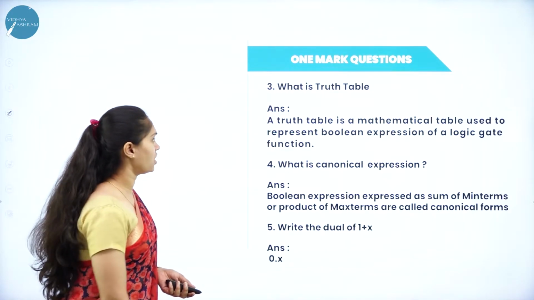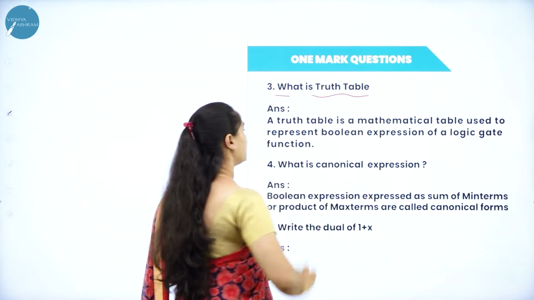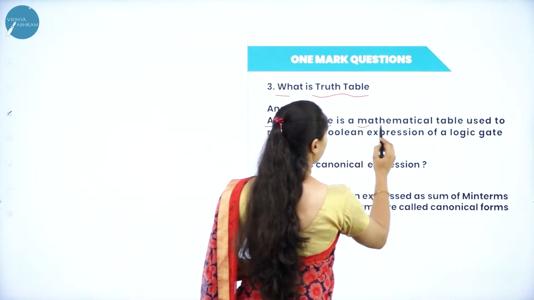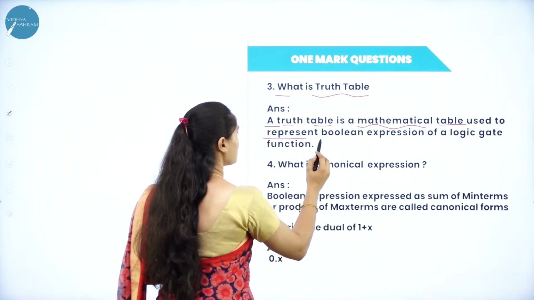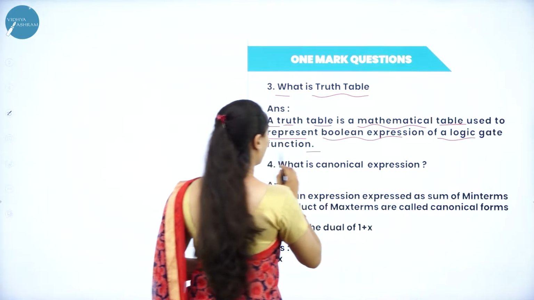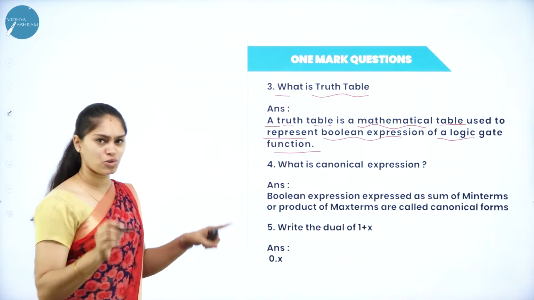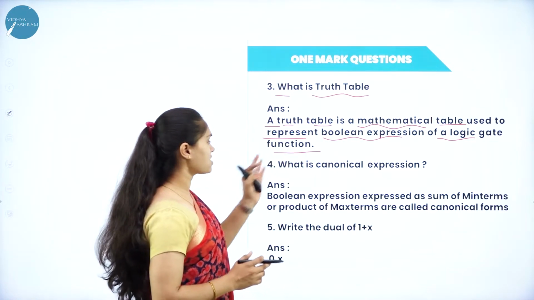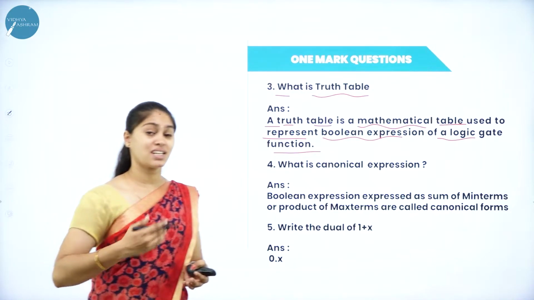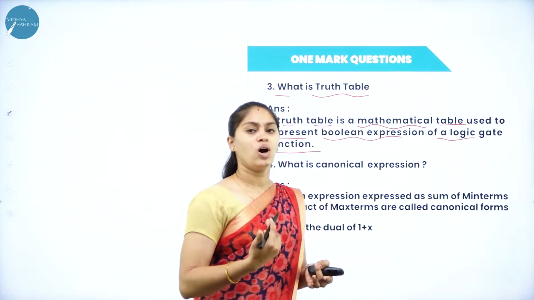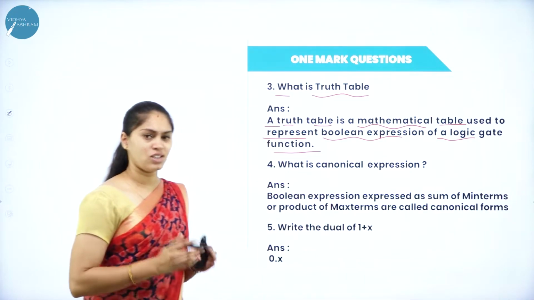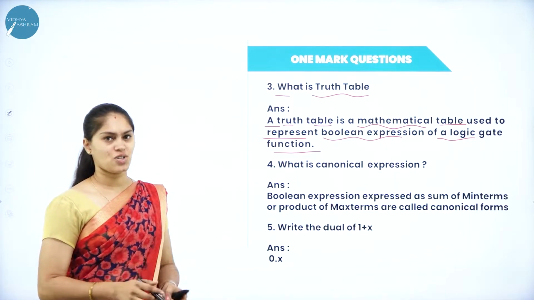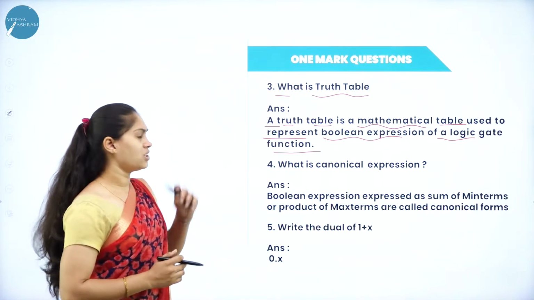We'll see the next question, that is, what is a truth table? What do you mean by a truth table? A truth table is a mathematical table used to represent a Boolean expression of a logic gate function. So we are going to use a mathematical table in order to represent the Boolean expression of a logical function. The logical function may be related to AND, OR, NOT. Representing all those functions of Boolean algebra with a mathematical table will be considered as a truth table.